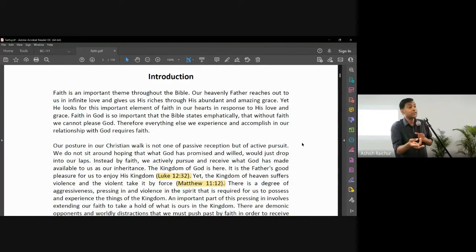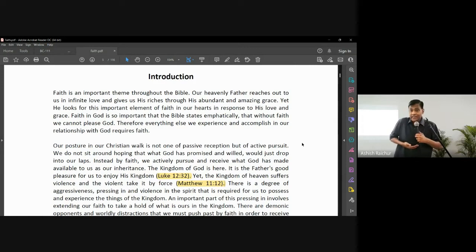But on the other hand, Jesus is saying there is violence. There is this sense of being aggressive, and it's the aggressor who takes what's in the kingdom. You have to press in to take what's in the kingdom. Why is that? It's not because God is preventing or keeping it away from us. It's because the world, the flesh, and the devil try to prevent us from taking what God wants to give to us.